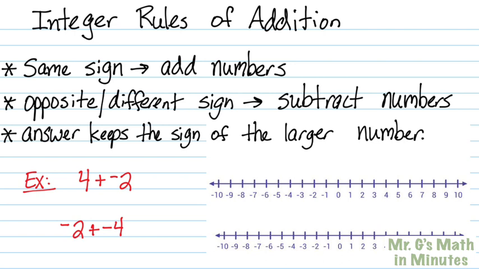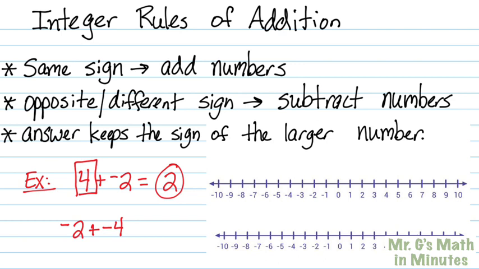We'll see what I mean by this, and we'll also show on a number line how this problem works out. So for 4 plus negative 2, these signs are opposite signs, so we're going to go ahead and subtract those numbers and forget about the negative sign for right now. We're just worried about the numbers themselves. 4 minus 2 we know is 2. And then we look at the problem. Which one's the bigger number? 4 is bigger than 2, and it's positive, so our answer is also positive.